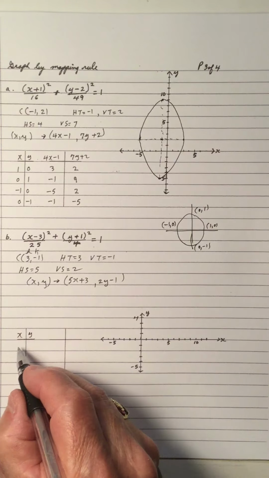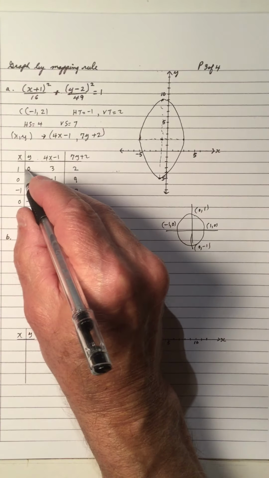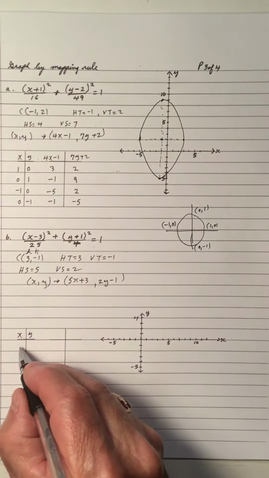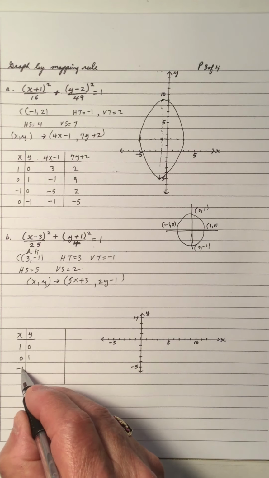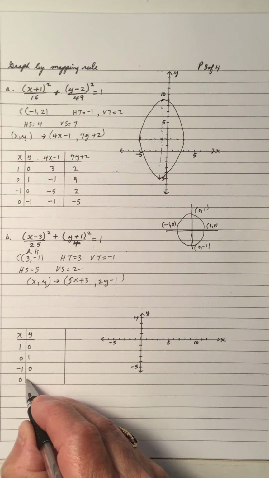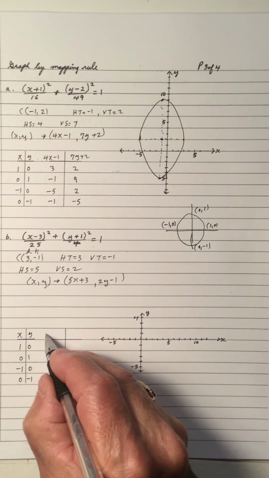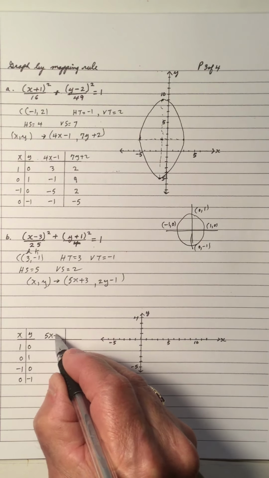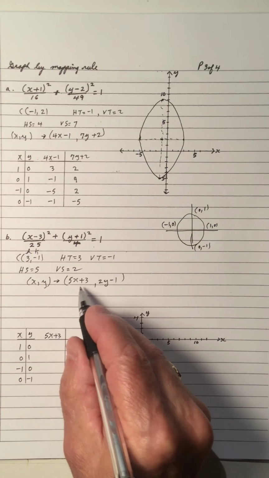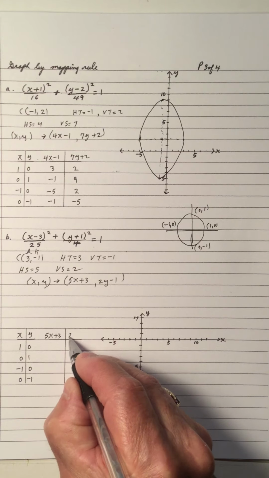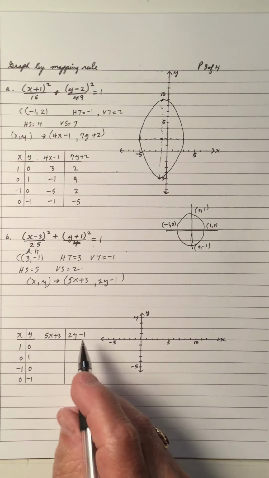And so x, y is the unit circle. So the unit circle, and there's all these ordered pairs here. So 1, 0, 0, 1, negative 1, 0, 0, negative 1. And in the ellipse, the mapping, the x value is 5x plus 3, and the y is 2y minus 1.